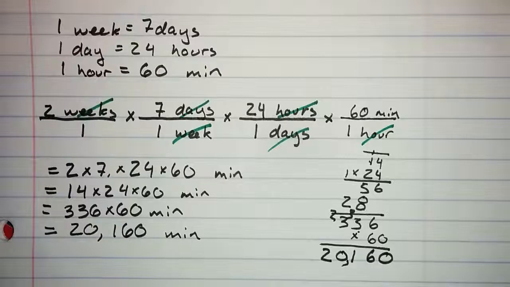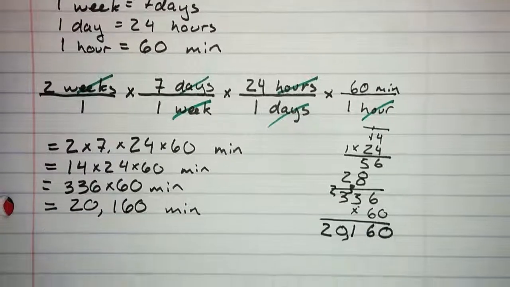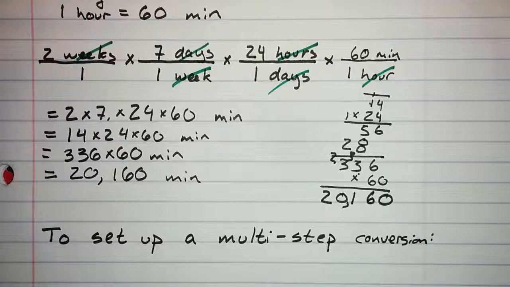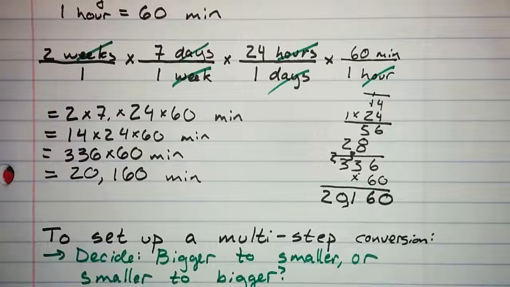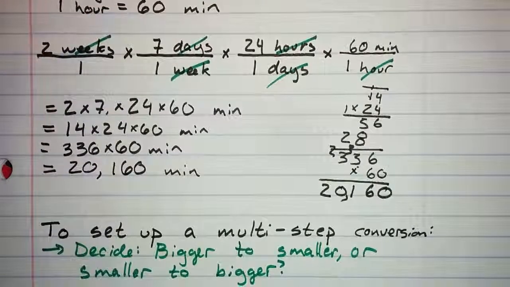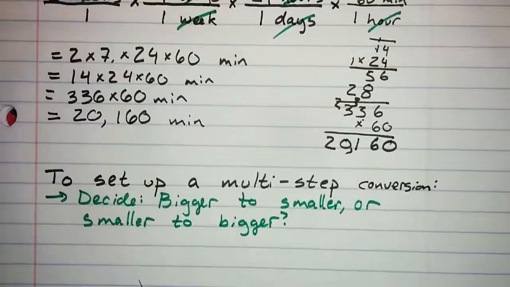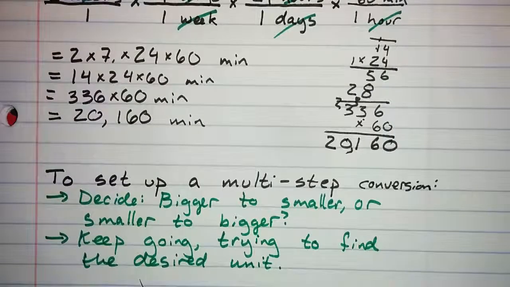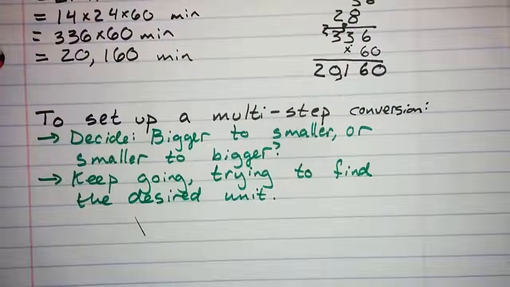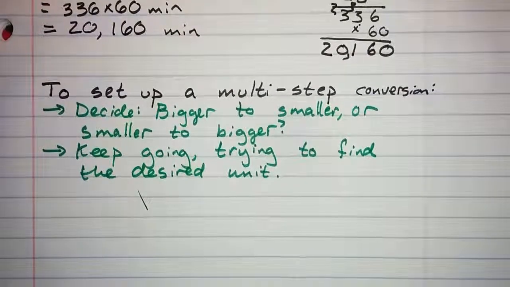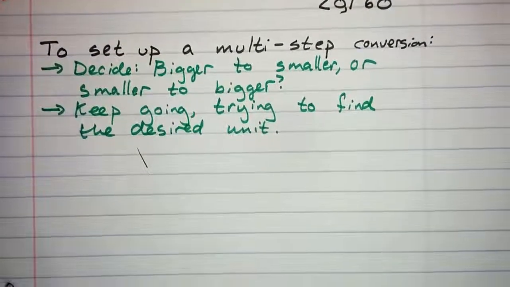So that involved a lot of multiplication. The arithmetic was awkward, not very pleasant. But as far as setting up the conversion factors, we just had to follow our nose. The first thing we had to do was decide if we wanted to go bigger to smaller or smaller to bigger. And then we had to keep going, trying to find the desired unit. So let me give you an example to try, and I'm going to provide you just a whole bunch of equivalences off to the side.